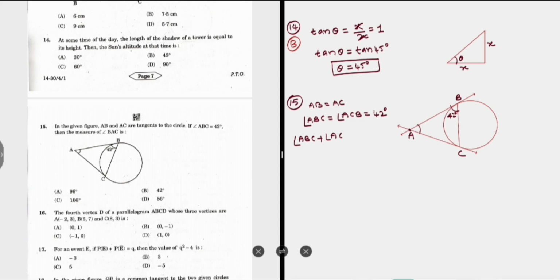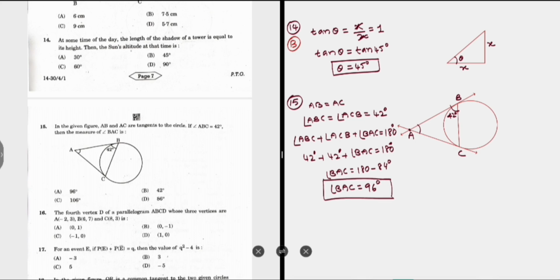Angle ACB plus angle BAC is equal to 180 degrees. So here 42 plus again 42 plus angle BAC is equal to 180 degrees. So angle BAC is equal to 180 minus 84 degrees. So angle BAC is equal to 96 degrees. Option A is correct. Question number 15, option A is correct.